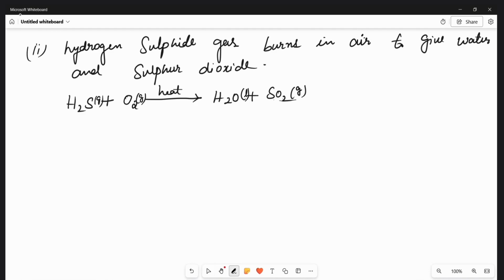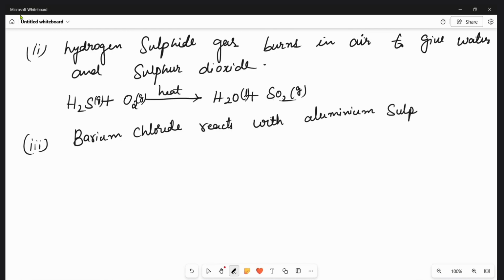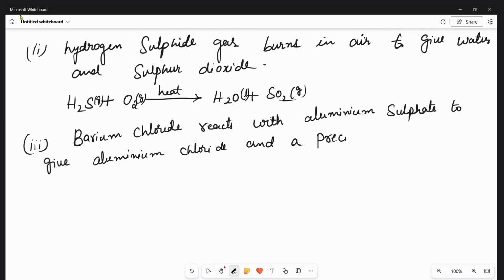Next, try this one. Barium chloride reacts with aluminium sulfate to give aluminium chloride and a precipitate of barium sulfate. Try this. What did you get?